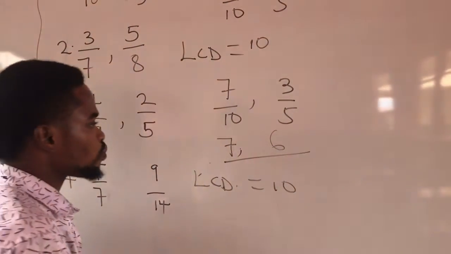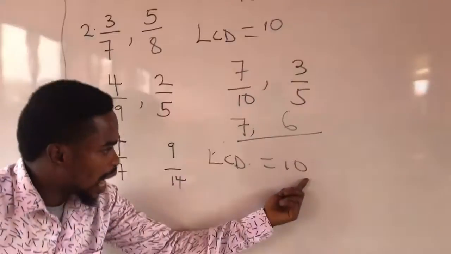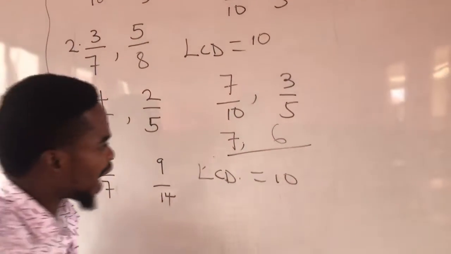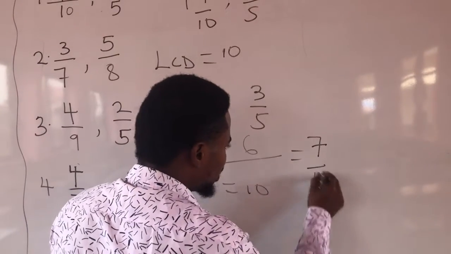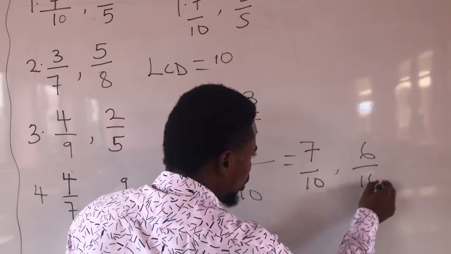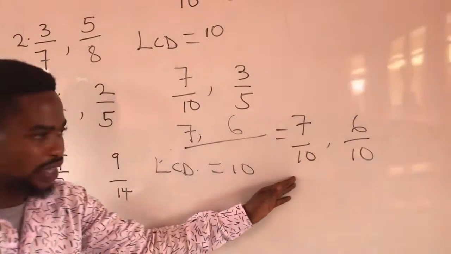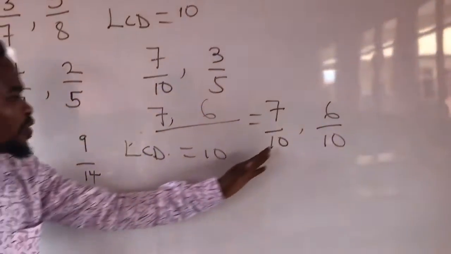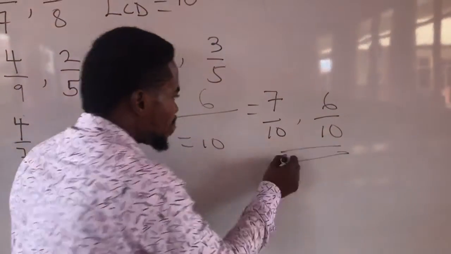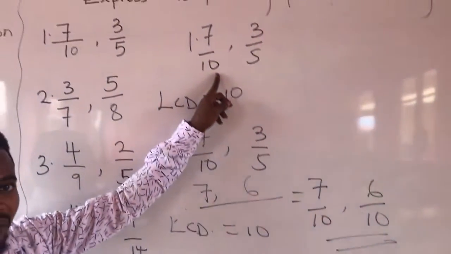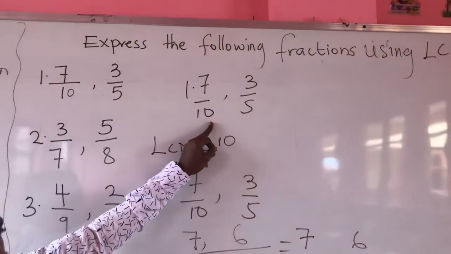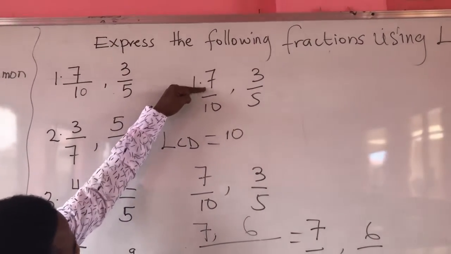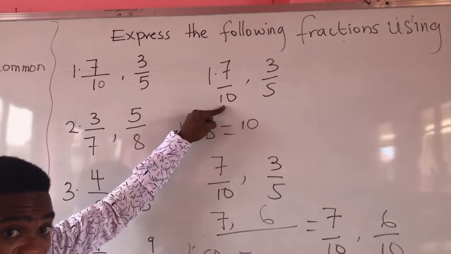So we know that 7 and 6 are sharing the same common denominator. So we write it as 7 out of 10, 6 out of 10. This is how we write it. Now we want to find out whether what we've gotten here is the same as the question that has been given to us. So 7 out of 10 is the same as 7 out of 10. So our answer is correct.